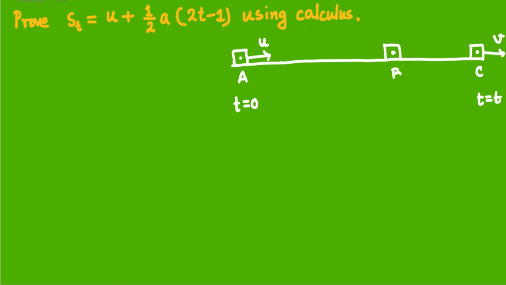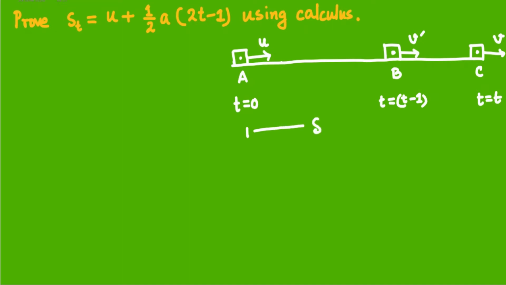We consider another point B, preceding point C. Just before 1 second, the body was at the point B. That's why the time at the point B is t minus 1 second, and at the point B, the velocity of the body was v prime at t minus 1 second.